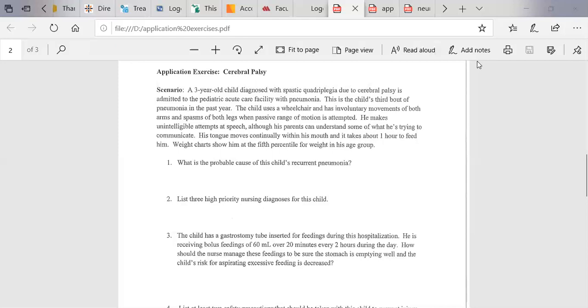Again, why are they on these feedings? Because kids with CP have tongue thrust with difficulty swallowing, and they also have difficulty sucking. So if they're having a hard time eating, again, we're looking at poor weight gain.